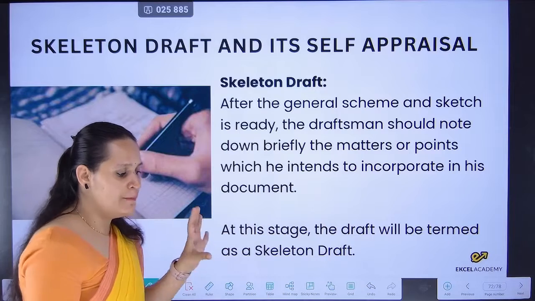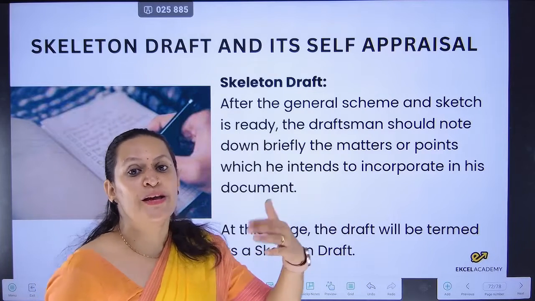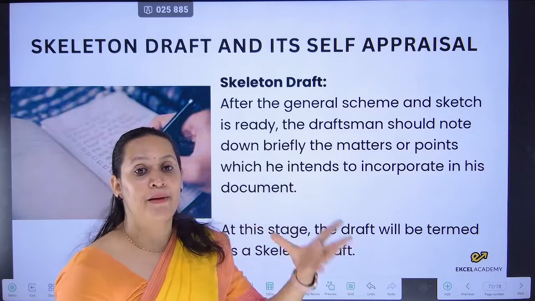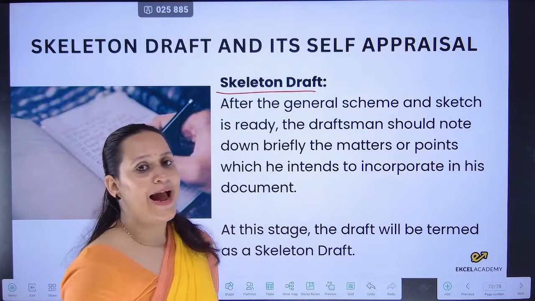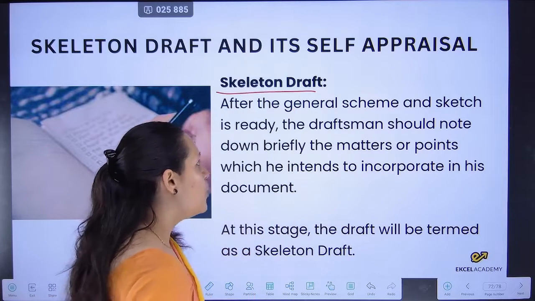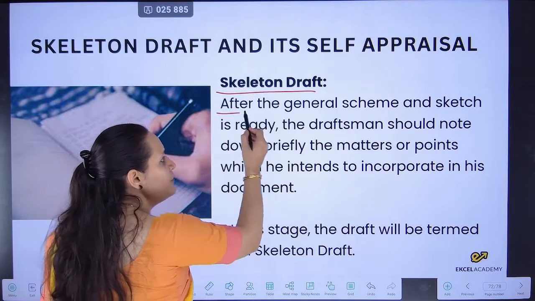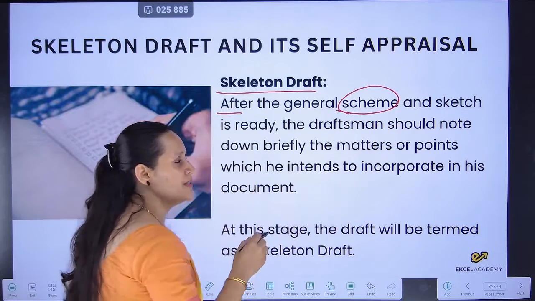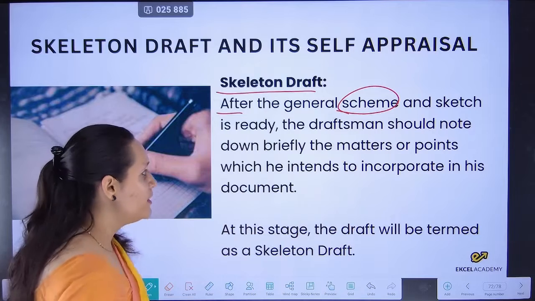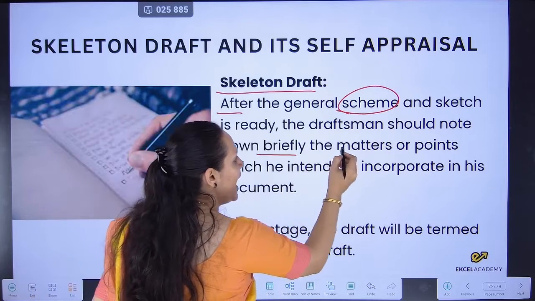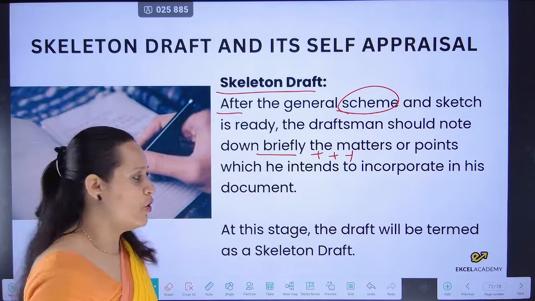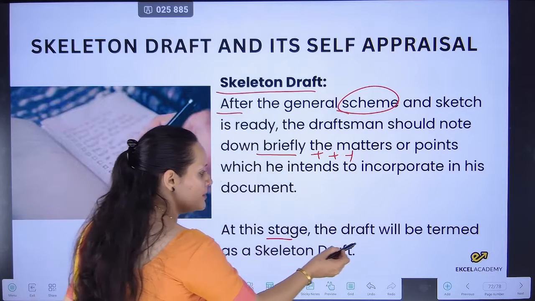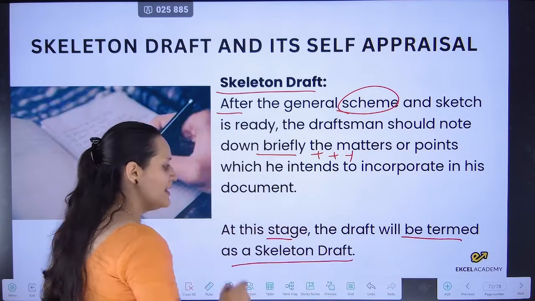After you have done the basic sketch work, we are going to improvise it. We are going to make additions to it. That is nothing but we are going to go one step ahead and make a skeleton draft. What is the skeleton draft? After we have generated the basic scheme or the sketch of the document, we should now briefly add matters or points to be included in that particular document. At this stage, the draft will be termed as the skeleton draft.